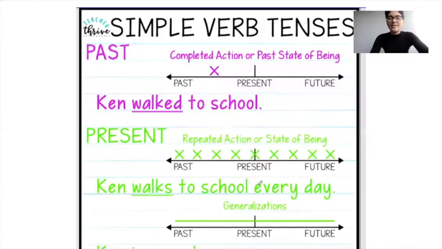Now, here are some examples of some simple verb tenses. As I've mentioned before, the past tense is a completed action or the past state of being.